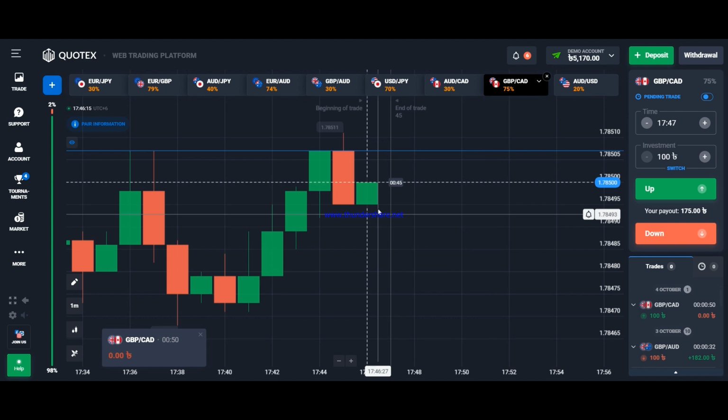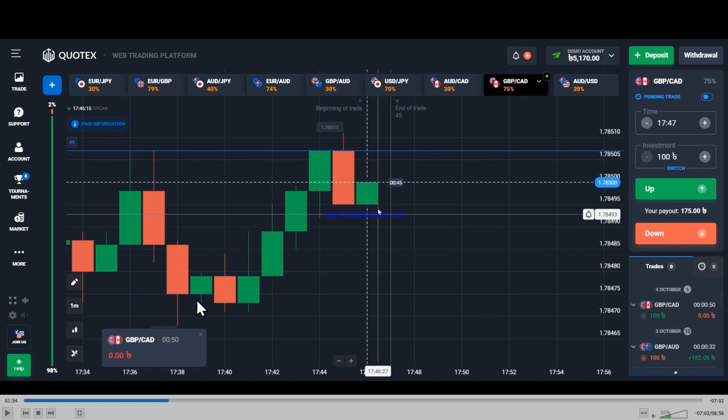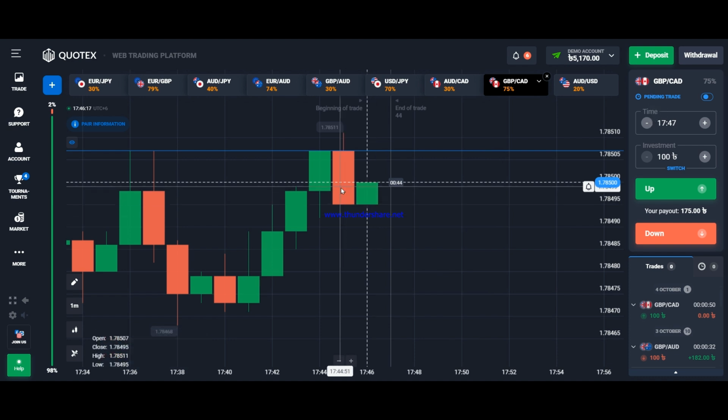The target will be to break this neckline. It's a neckline, also it's a higher low point, so the target will be to break or to touch this neckline.